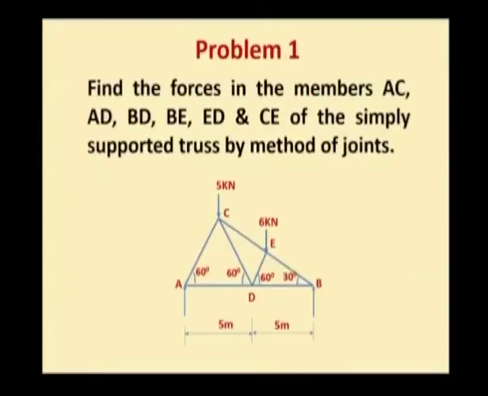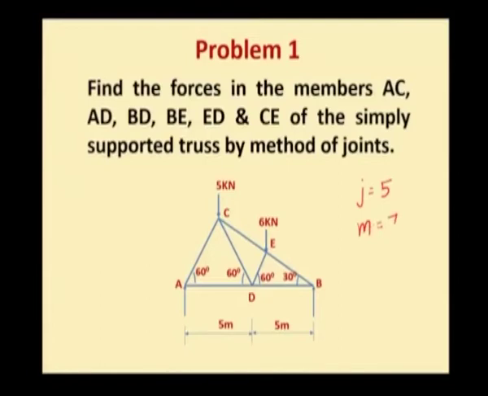We shall see the first problem. Find the forces in the members AC, AD, BD, BE, ED and CE of the simply supported truss shown below by method of joints. Now, here we have the truss. Total span of the truss is 10 meters. It comprises of 5 joints. So, number of joints J is 5 and it comprises of 7 members.